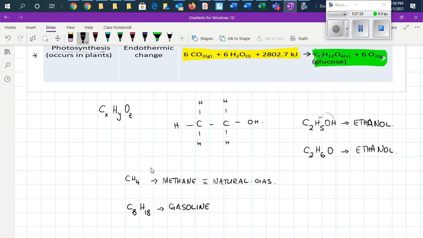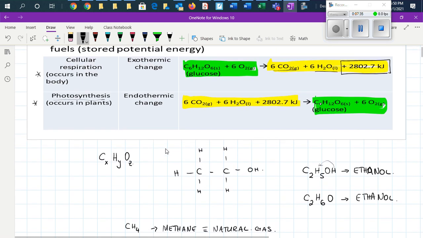So in everything that we see here, either in the reactions for cellular respiration or photosynthesis, what we see is either a combustion reaction or the formation of a hydrocarbon. In the case of cellular respiration, it is a combustion reaction, okay?